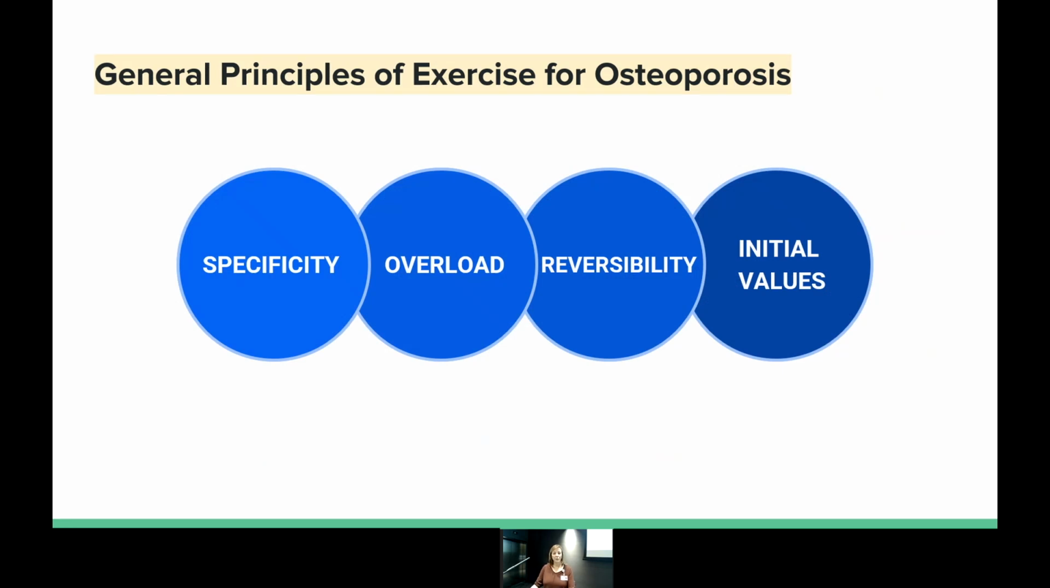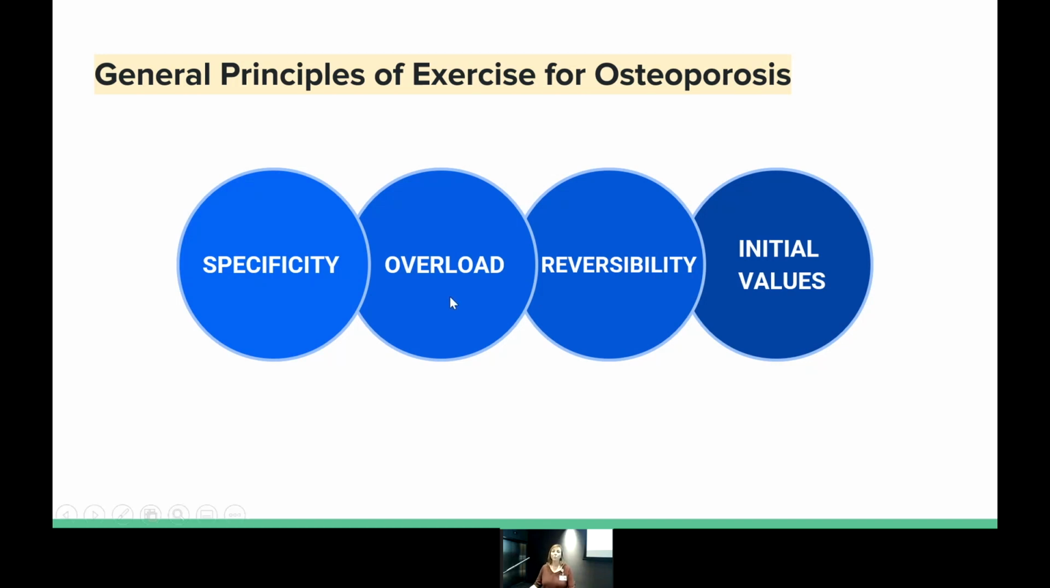So I just want to touch on a few general principles of exercise. You may have covered these in some other prime time talks, but I want to speak to how they're important to osteoporosis. So these are general exercise principles. The first is specificity. This principle refers to the idea that exercise should target a specific area of the body where you want increased bone strength. So in osteoporosis, you should pick exercises that are going to target those areas where fractures are most common: the wrist and forearms, the hips, and the back.